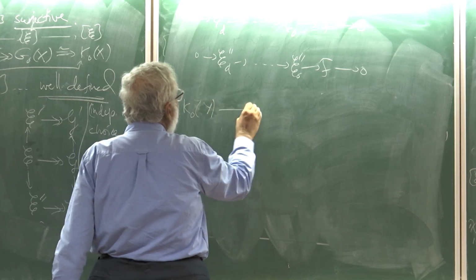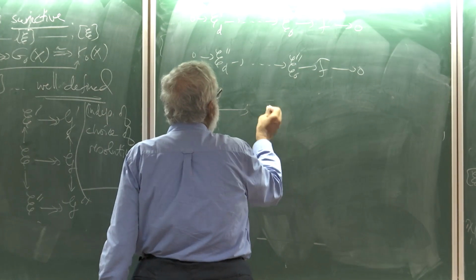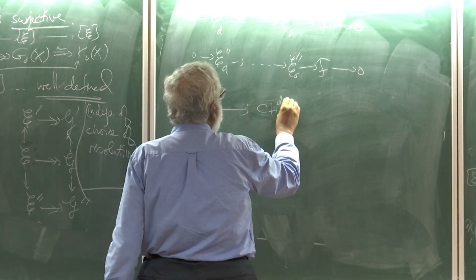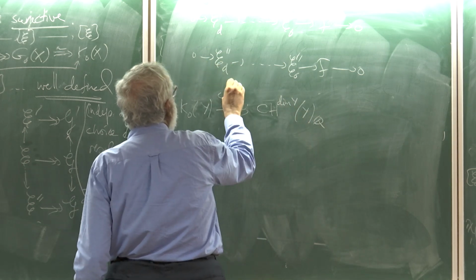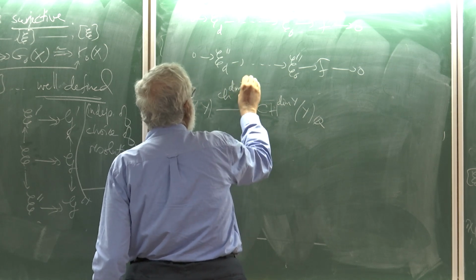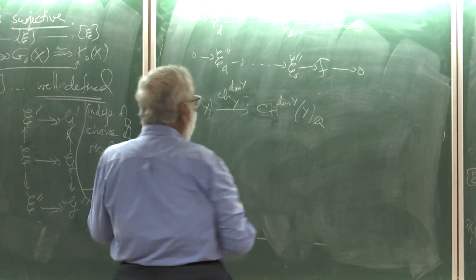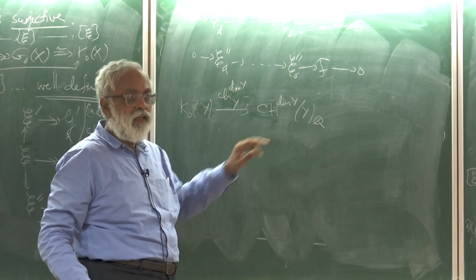So I'll have K0 of Y to Chow of dimension Y of Y with Q coefficients, and here I will take Chern of dimension Y, so to speak. Don't take the whole Chern character, take only the part of it which lands in the right dimension.